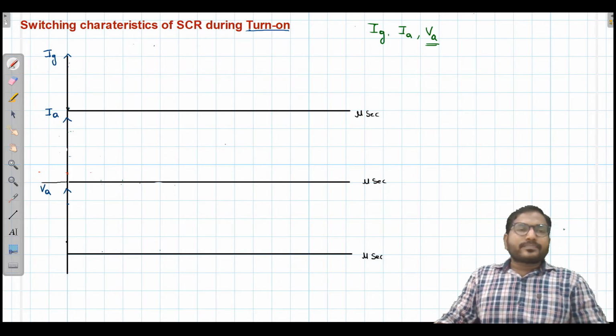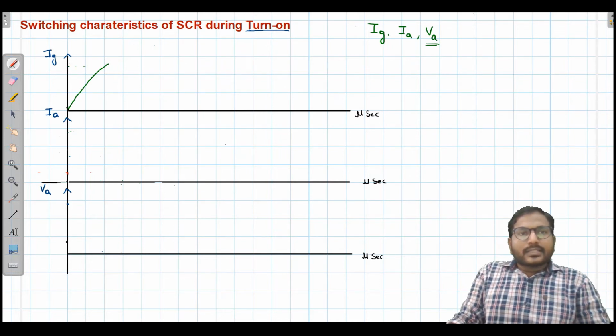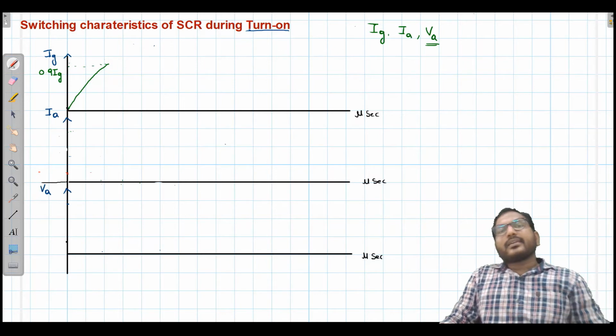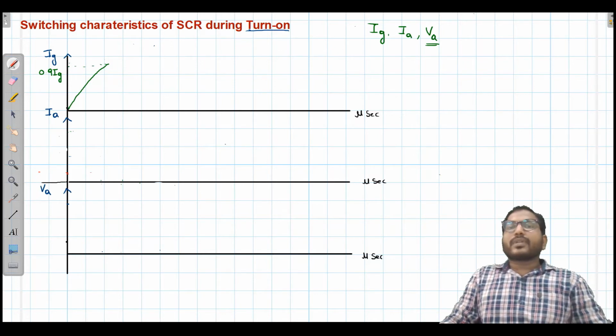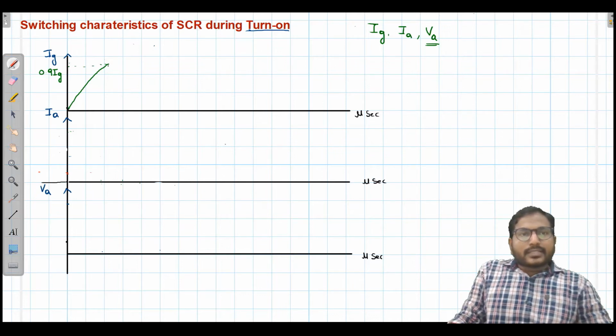So coming to here, when the gate pulse is applied, the gate current is applied here, 0.9 times of Ig. Below 0.9 Ig, the gate current is not enough to turn on the SCR. That means SCR is in off state, that means SCR is in forward blocking state. Up to this point, SCR is not conducting.